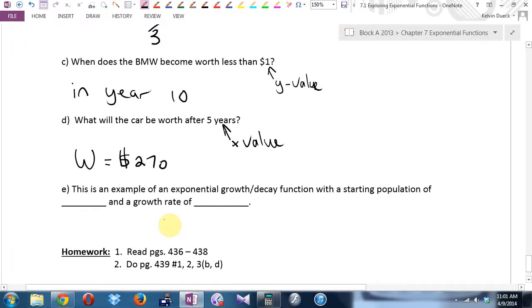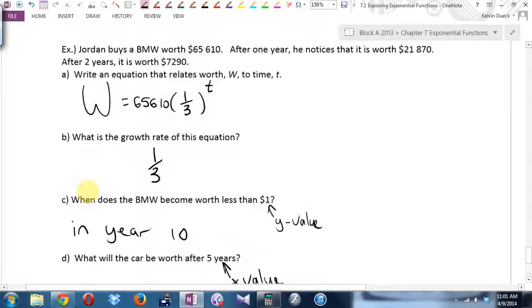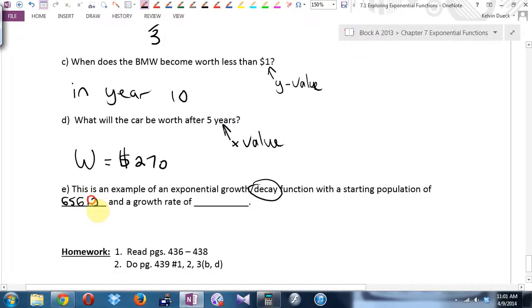Hey, this is an example of exponential growth or decay. This is decay, with a starting population of 65,610 and a decay rate of one third.